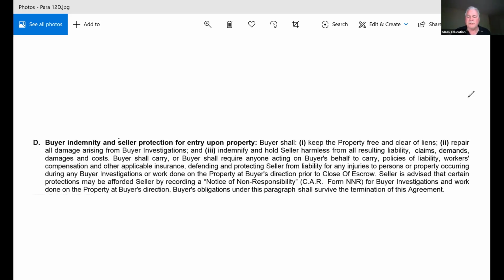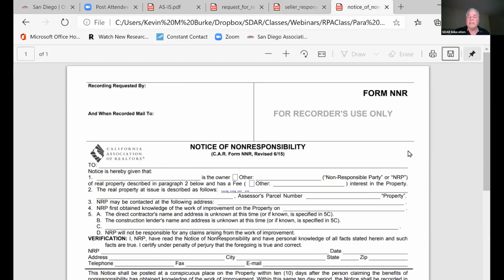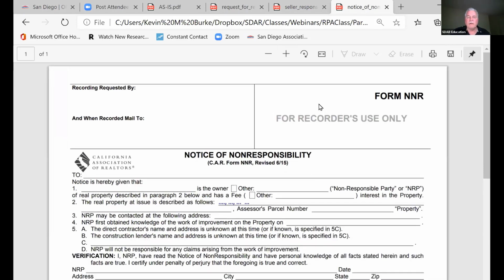All right. Seller is advised that certain protections may be afforded the seller by recording a notice of non-responsibility, and that's CAR form NNR, for buyer's investigations and work done on the property at the buyer's discretion. Okay, so let's take a look at that form really fast, and then we'll be wrapping it up. So here is my notice of non-responsibility. Again, this is available for you in your zip forms library. I don't know anybody that's ever pulled it up, but here it is.